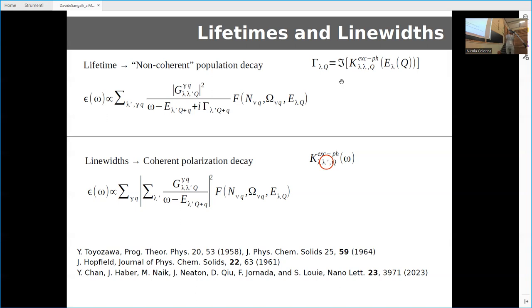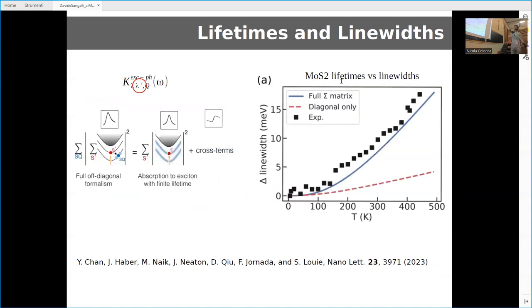What is shown is that, also taking into account the off-diagonal elements, first of all, the expression changes for the line width of the dielectric function. In particular, when this approach is compared to experimental data, the full approach, where the off-diagonal matrix elements are also taken into account, describes the line width in the system well, while the diagonal approach only underestimates the line width in the absorption signal.